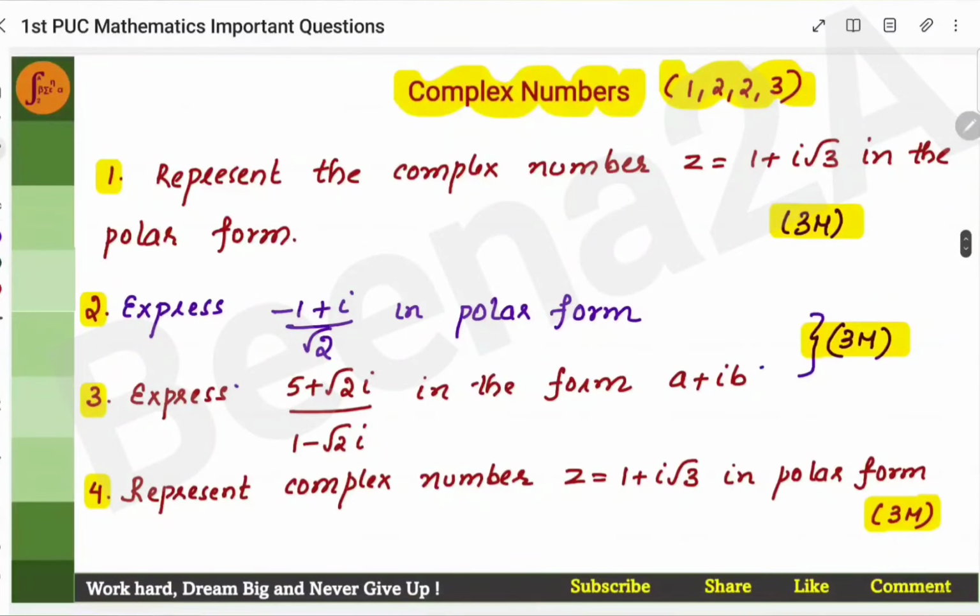Coming to complex numbers, again you have 1 marker, 2 markers, and 1 3 marker. A very frequently occurring one is to represent the complex number in polar form. So you have different examples like this. You have been given a complex expression, a complex number like this, and you have to express it in polar form. This is one example.